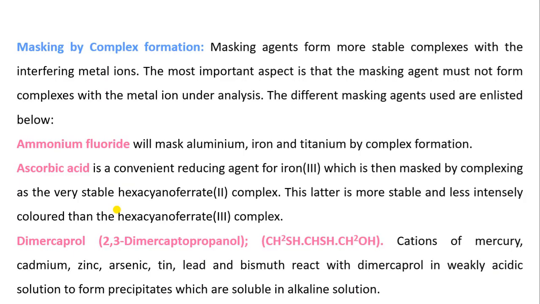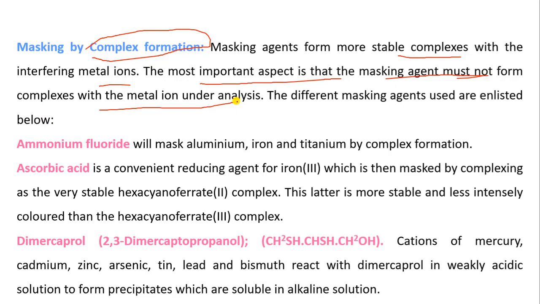Now we will see masking by complex formation. This is of our interest. So how do we produce it? Masking agents form more stable complexes with the interfering metal ions. The most important aspect is that the masking agent must not form complexes with the metal ion under analysis. It means whatever masking agent we add, it will not form a complex with the analyte of interest; it will just mask the interfering ion. So it frees the other analyte which is of interest to find.